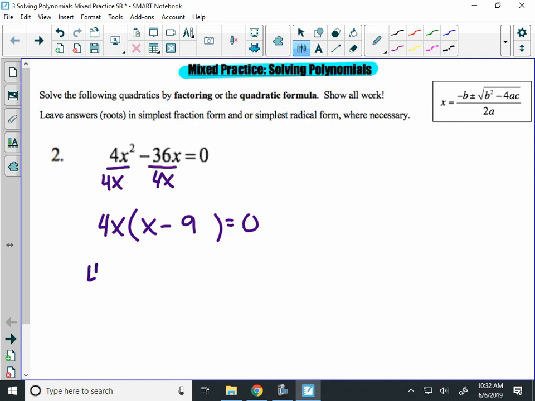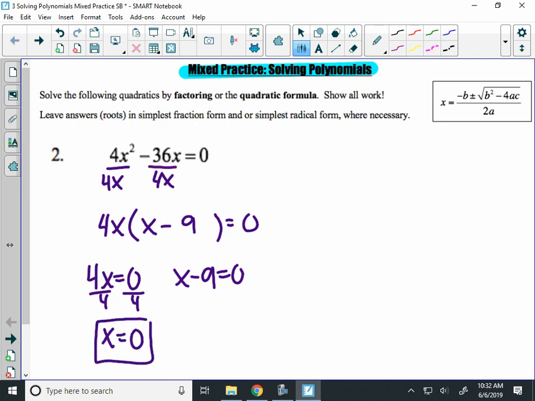So I'm going to set each factor equal to 0 and solve for x. Divide by 4. Here I have one root at 0. And then when I add 9, I get a root at positive 9. This was a quadratic, so I should have 2 roots. And that's it. That's the first one.